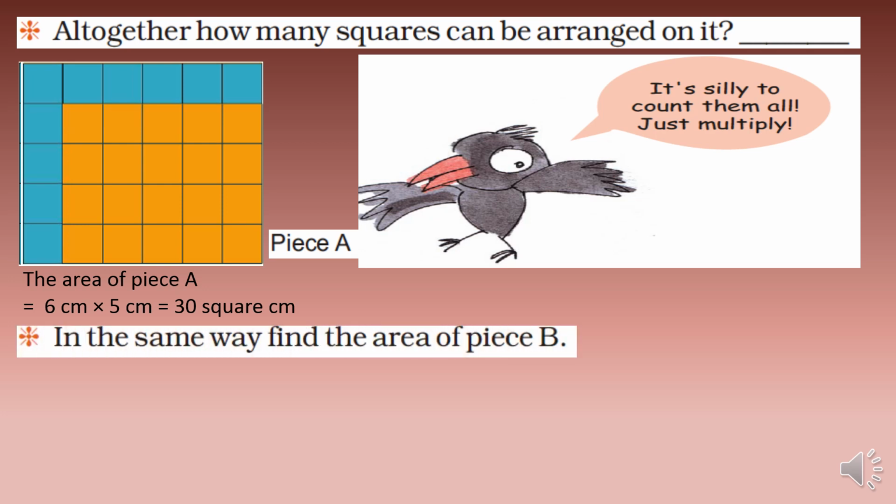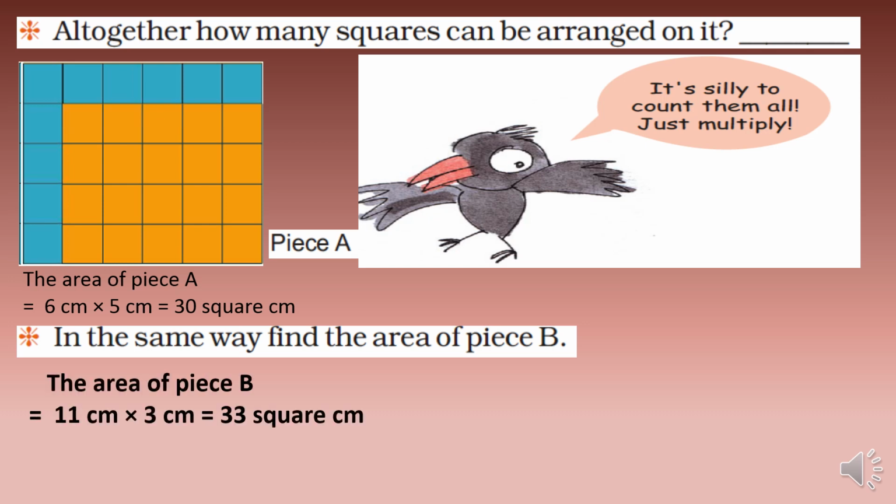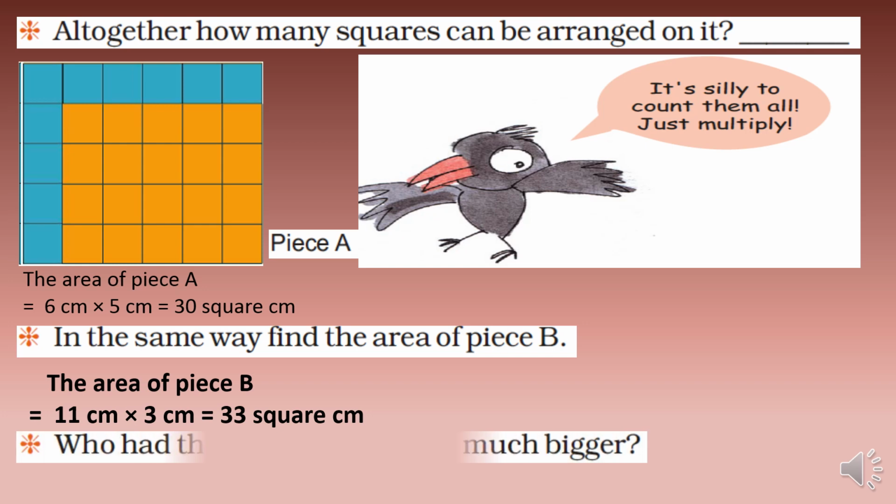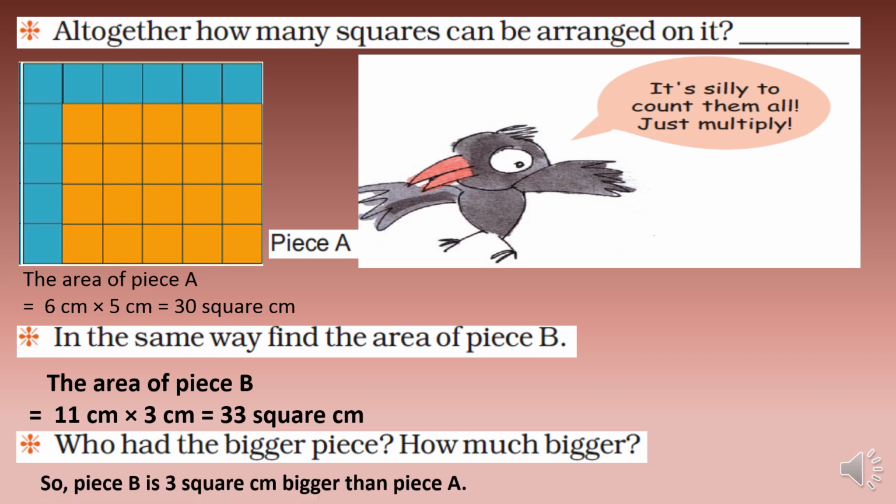In the same way, find the area of piece B. The area of piece B will be L into W, that is 11 cm into 3 cm, that equals 33 square centimeter, where L stands for length and W stands for width. Who had the bigger piece? If you compare both of them, you can clearly see that piece B is bigger than piece A. So it is 3 square centimeter bigger.